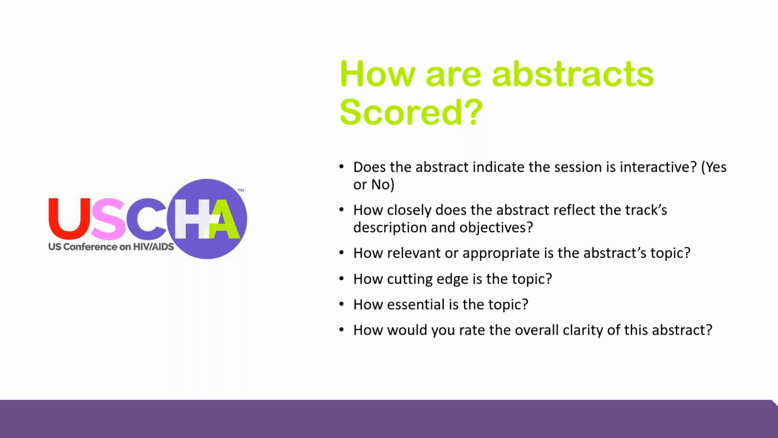And then the last question is, how would you rate the overall clarity of this abstract? Again, it goes back to the tip of, make sure that you're very clear, make sure you're very succinct in how you describe the topic, make sure you're very clear about the objectives so that there's no mystery once they read it. The reviewers are very certain about what you have to offer and what your abstract intends to educate the attendees on.